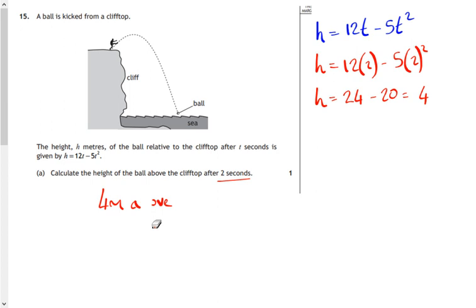Above has a V in it, a B in it. Above cliff top.